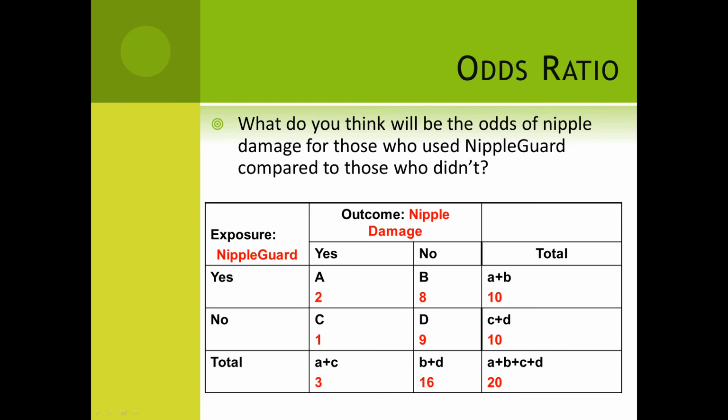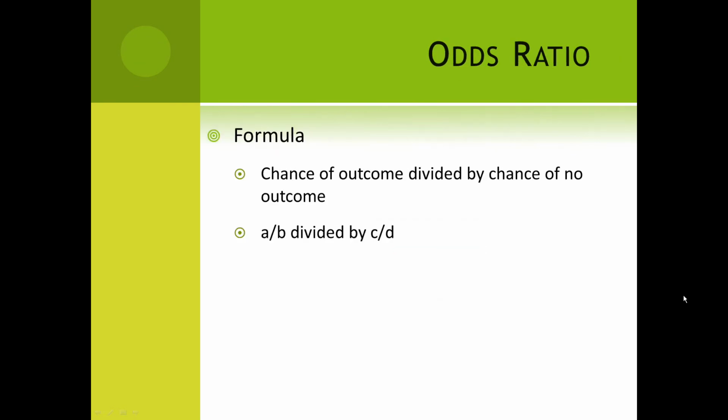So what do you think would be the odds of nipple damage for those who used the nipple guard compared to those who didn't? When we looked at it graphically, we could see that you probably had more risk if you used the lotion, but we can work out the numbers. So there's a formula, and these letters relate to the cells in the 2x2 table. So the formula for an odds ratio is A divided by B, and that number is divided by C divided by D.